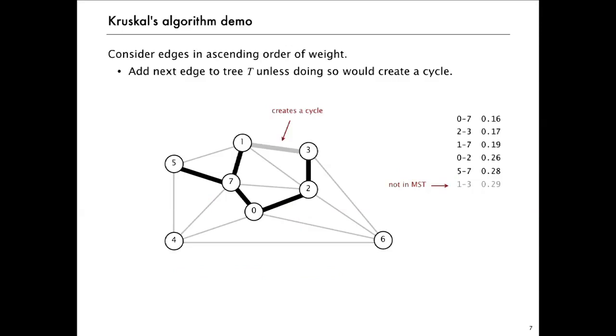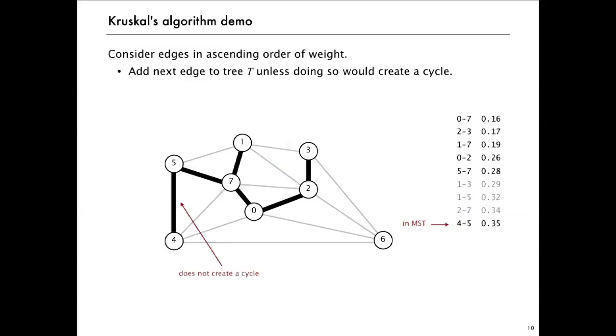Now, when we get to 1-3, that one creates a cycle, and the algorithm says, creates a cycle, just ignore it. Next one is 1-5. That one also creates a cycle, 1-5-7. Again, just ignore it. 2-7 creates a cycle, so it's not in the MST.